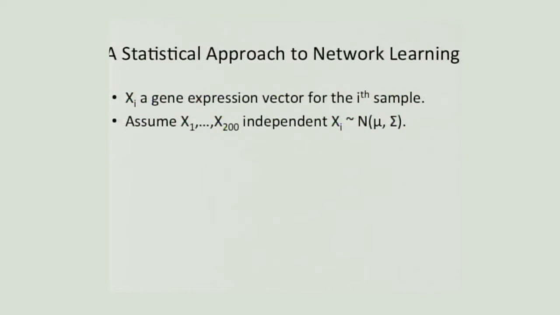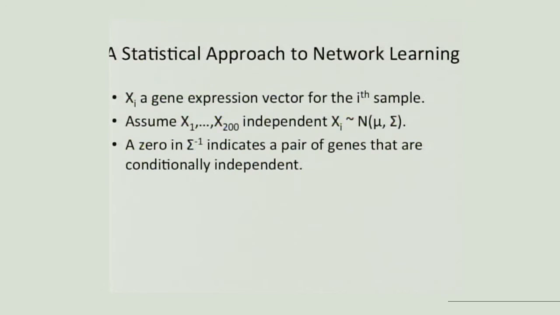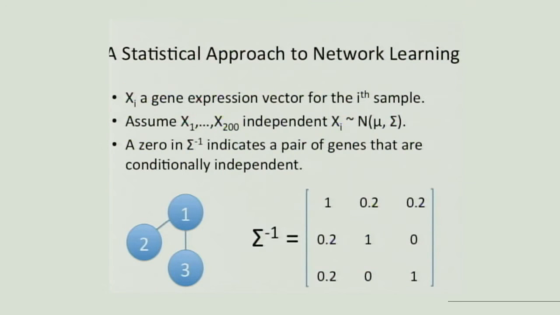And I'm going to make an assumption that they're drawn from a multivariate normal distribution, which is a pretty standard statistical assumption. And in particular, I'm going to assume that the correlation matrix is sigma. And so as we've said, a 0 in sigma inverse indicates a pair of genes that are conditionally independent. So if I had 3 genes, and there's an edge between genes 1 and 2 and an edge between genes 1 and 3, but no edge between genes 2 and 3, then that will correspond to a sigma inverse that has zeros between the 2 and 3 elements.